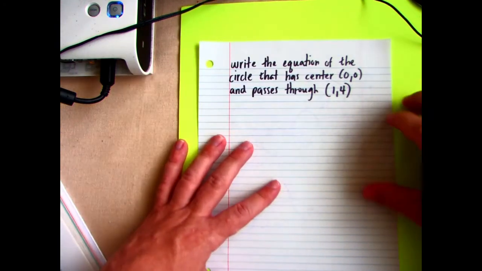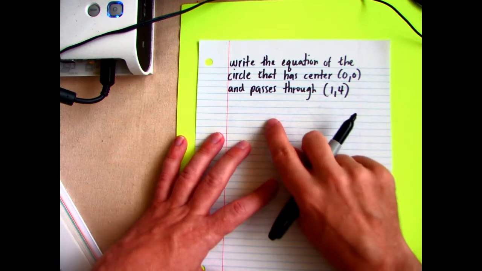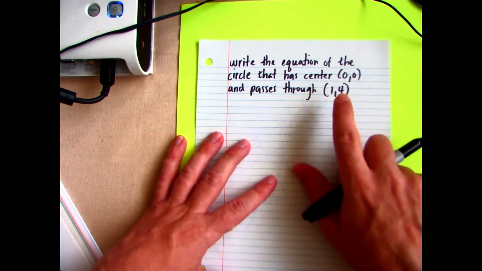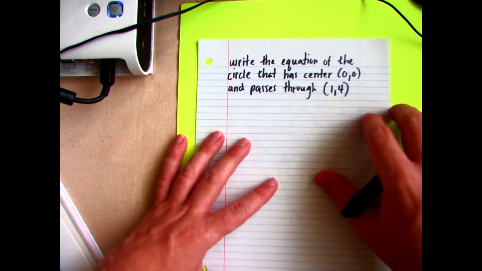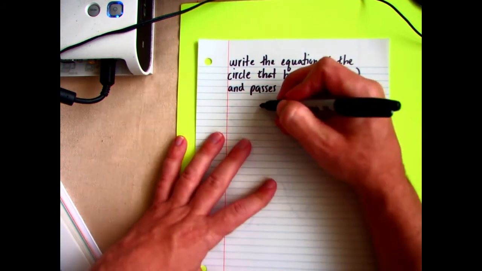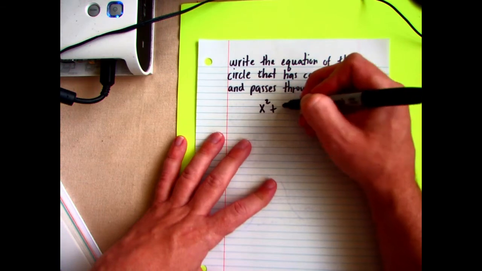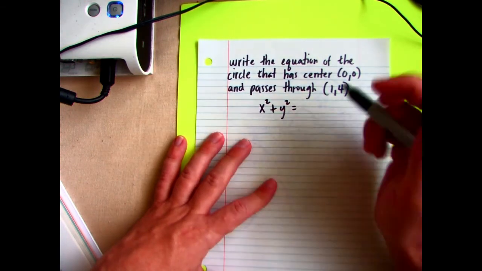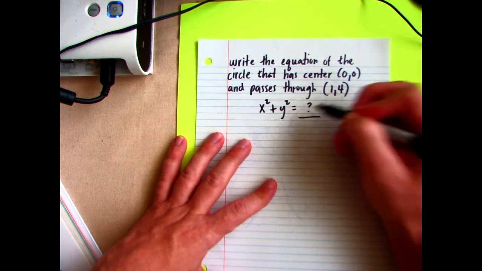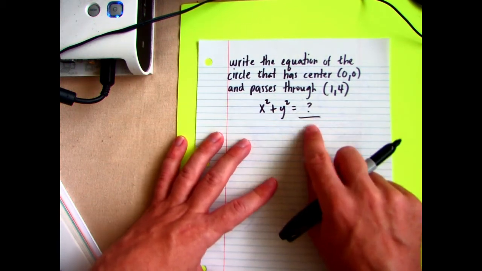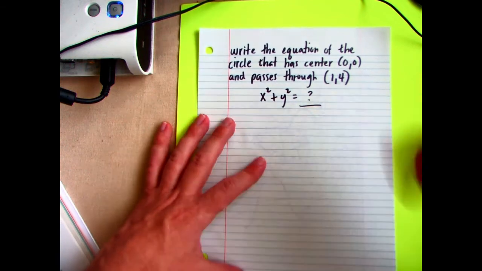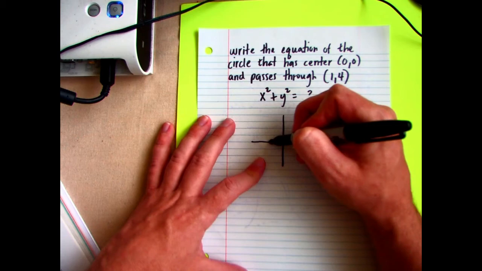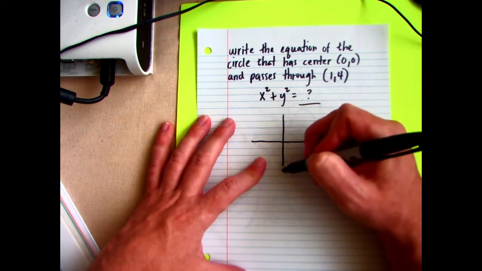So let's look at another problem you might see. Write the equation of the circle that has center 0, 0 and passes through the point 1, 4. Well, for now, my center is 0, 0, so I'm always going to have this x squared plus y squared in my equation. All that's really missing is my r squared. So to know what goes there, I'm basically going to need to know what my radius is.